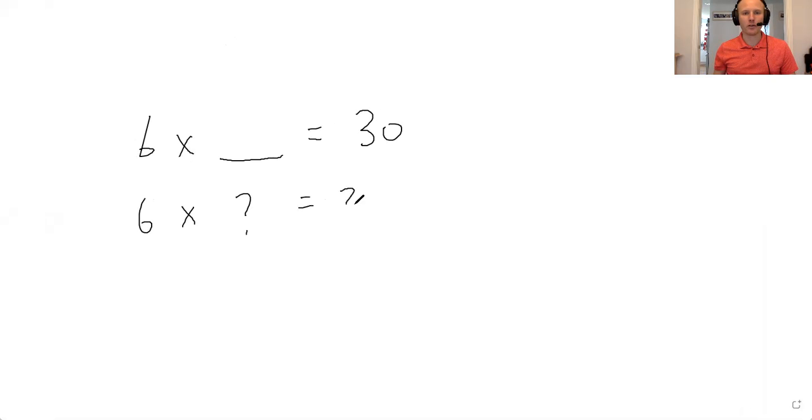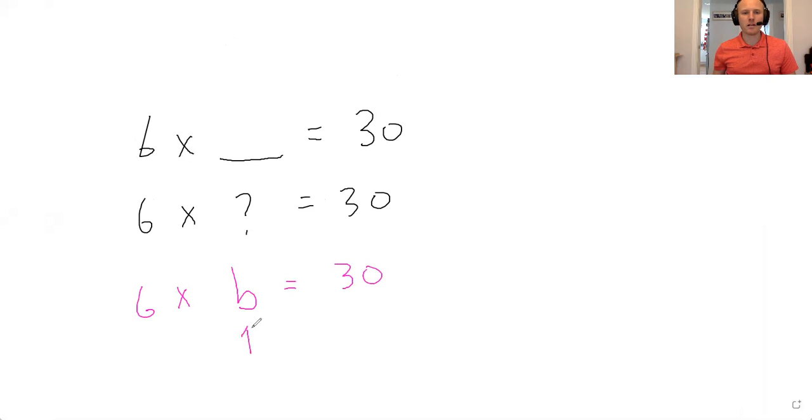So let's just review here for a moment about using a variable. Again, a variable is just when you use a letter to represent what you don't know in a problem. So for example, 6 times some number equals 30. We've written it like this in the past with a blank. We've written it like 6 times question mark equals 30. Now we're going to write it with a variable. So we'll say 6 times b equals 30.